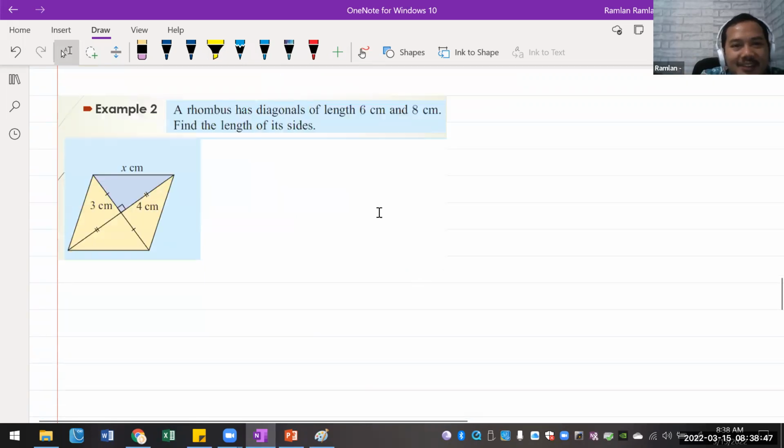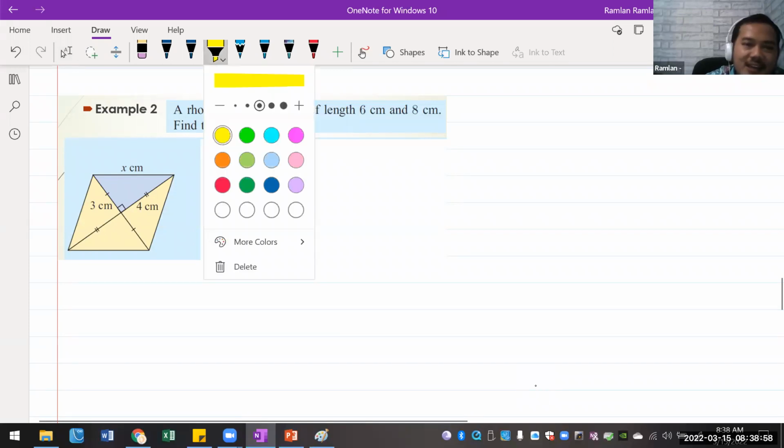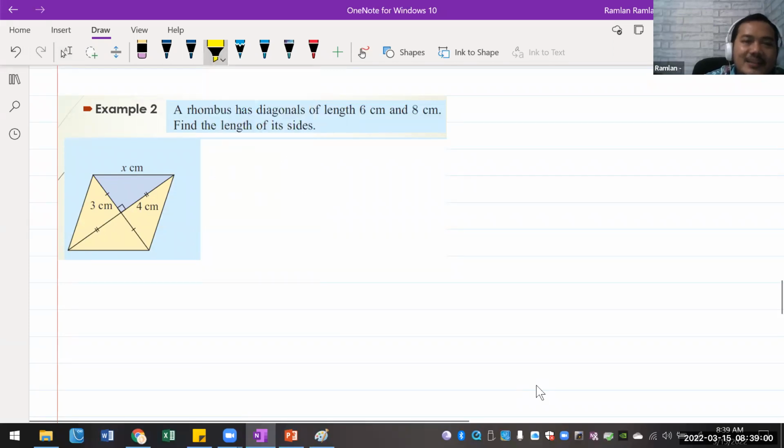Okay, here we go. This is the second example. We have a rhombus. A rhombus has diagonals of length 6 centimeter and 8 centimeter. We have that on the figure, right? So in here, find the length of its side.